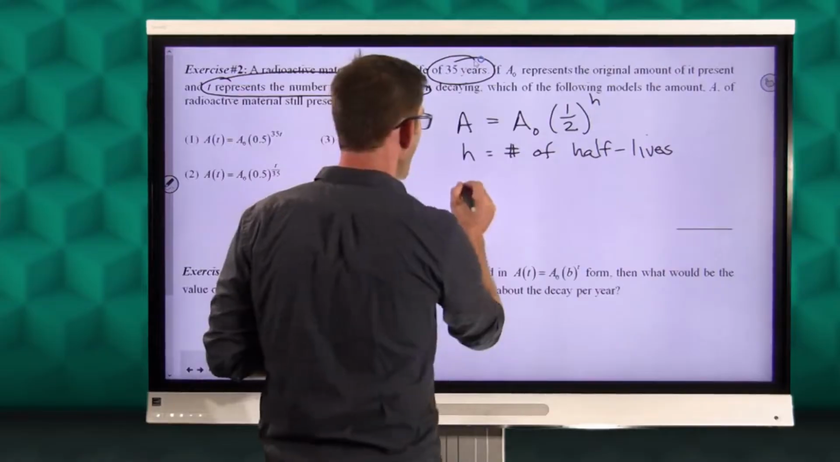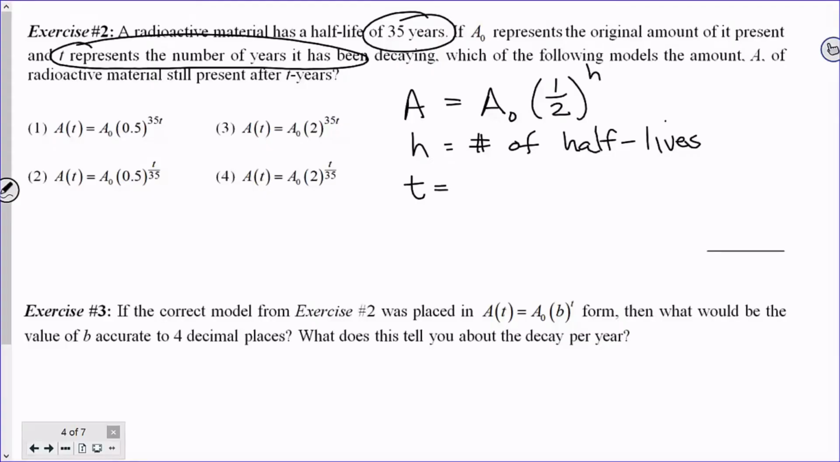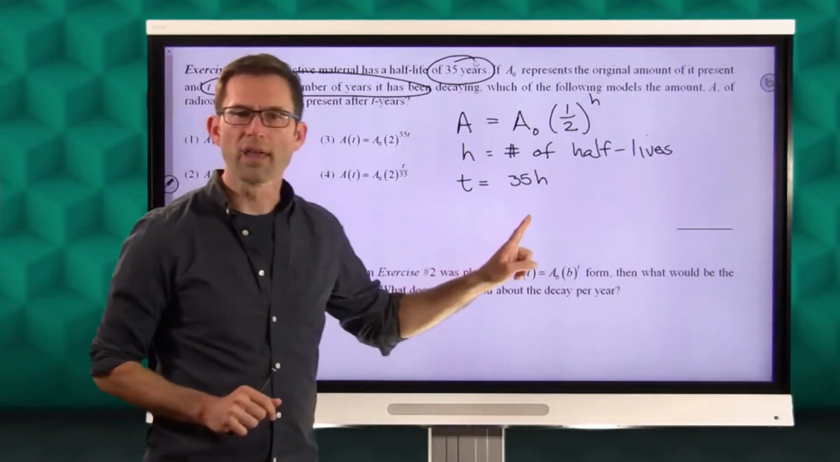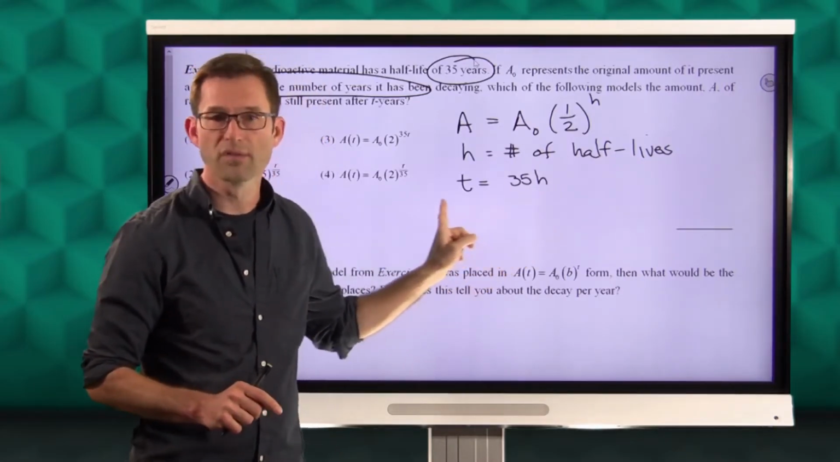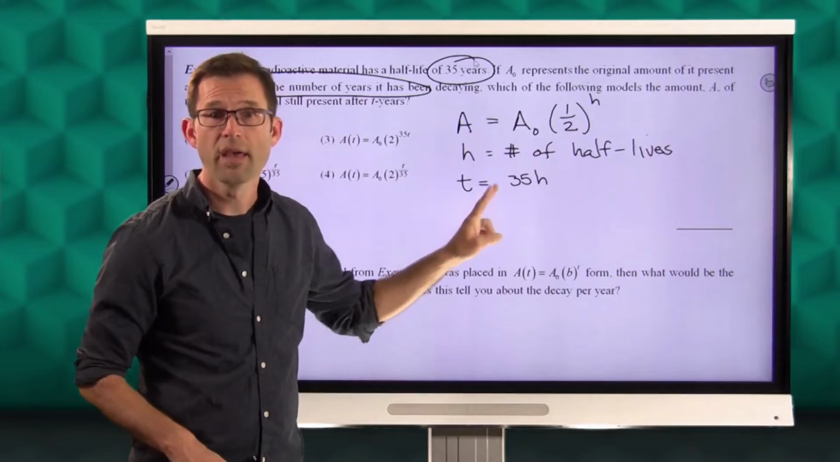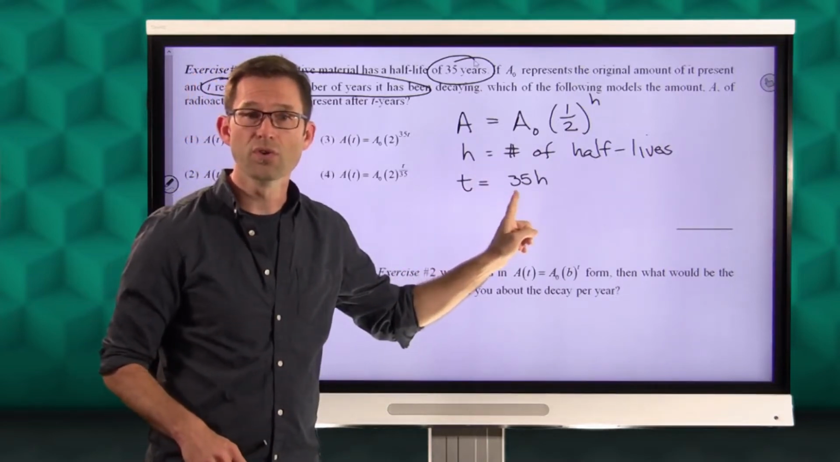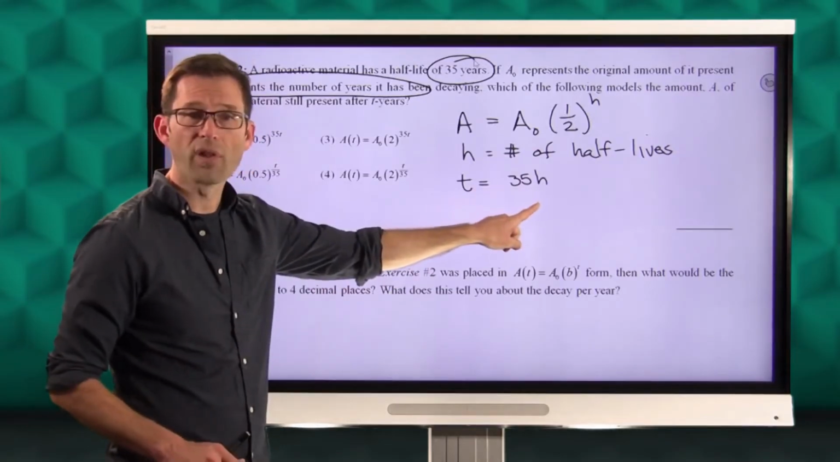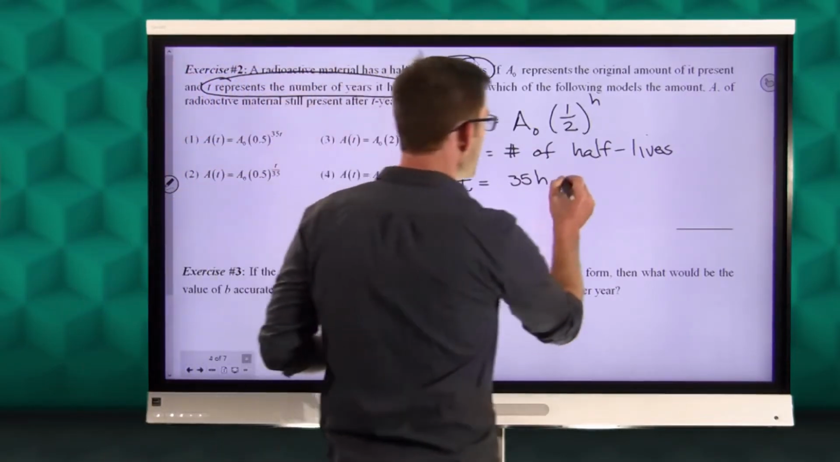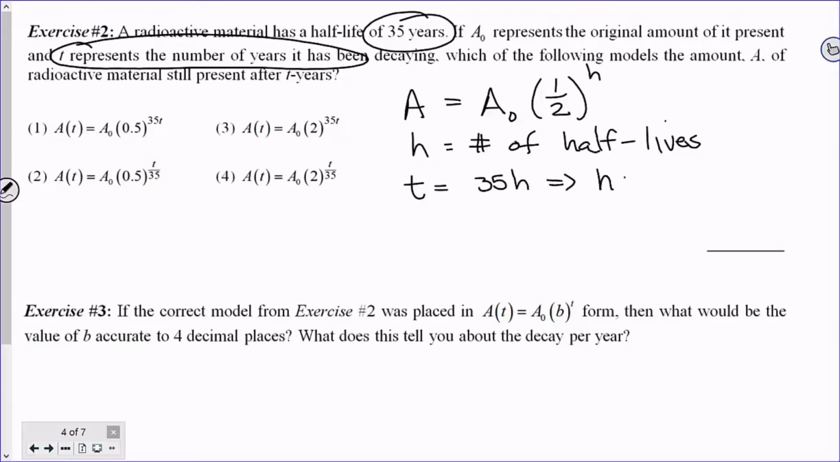Well, we could kind of pull a trick like we did last time, and we could say the number of years is equal to 35 times the number of half-lives. Remember, again, h is the number of half-lives. So if there's one half-life, 35 times 1 gives me 35 years that have passed. If 2 half-lives, if h is 2, then the number of years must be 70. Of course, what I really want is the number of half-lives solved for.